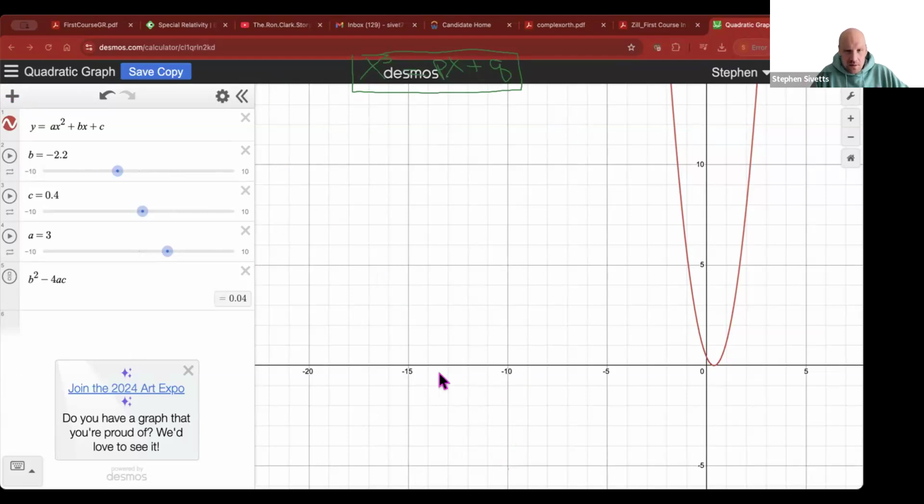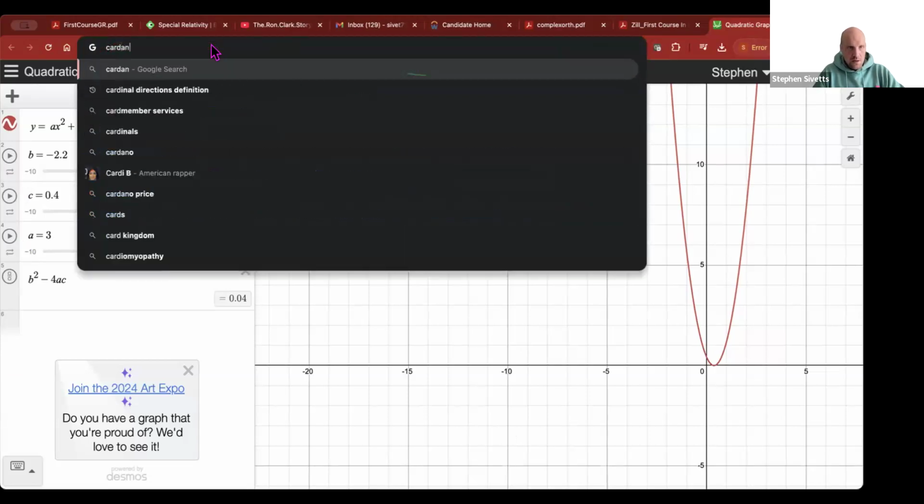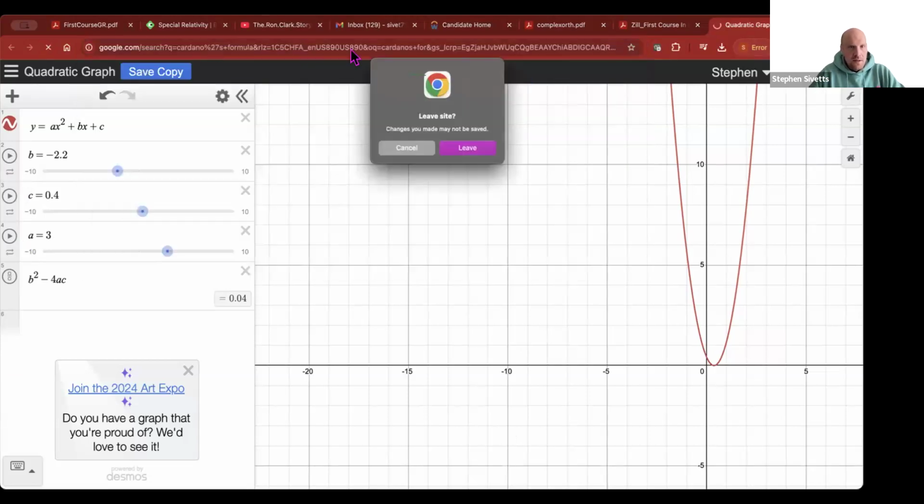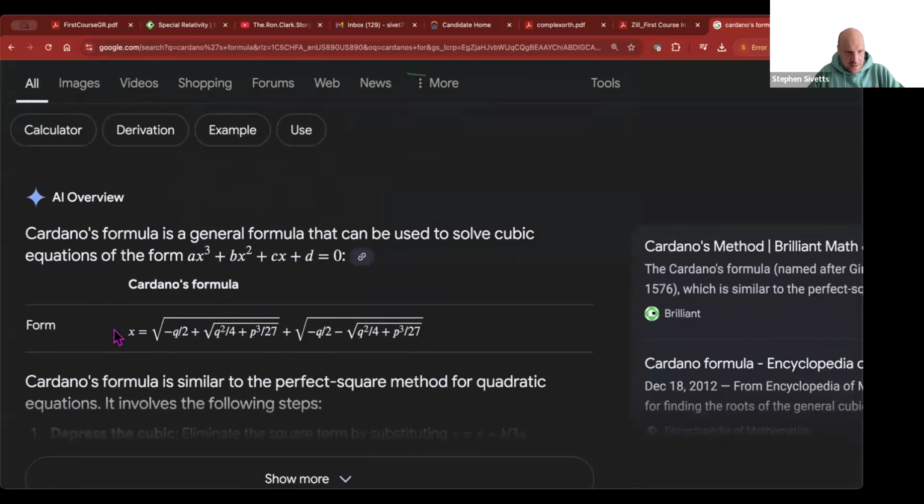but let me do another screen. So actually, let me erase this so that everyone can see it. Okay. So this right here, this was Cardano's formula. And then the problem was they looked at different values for p and q.